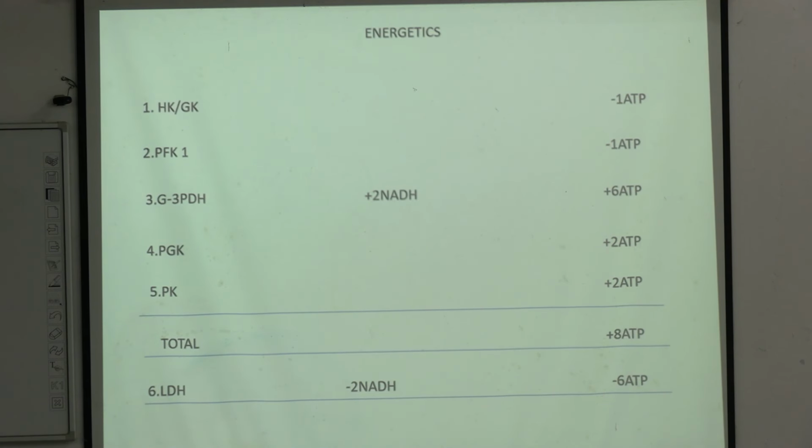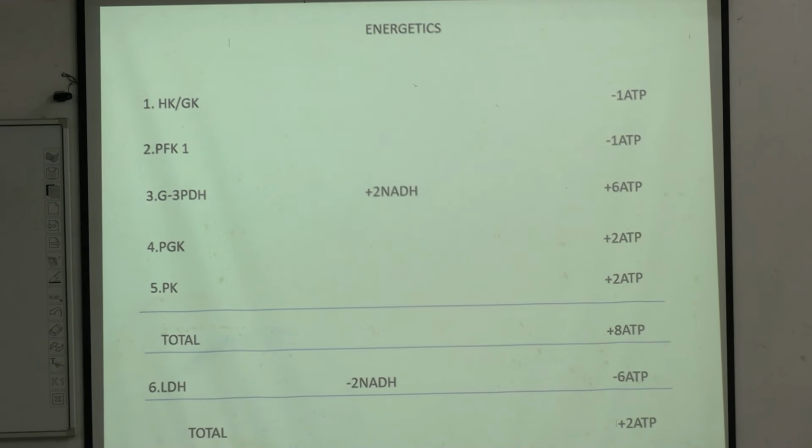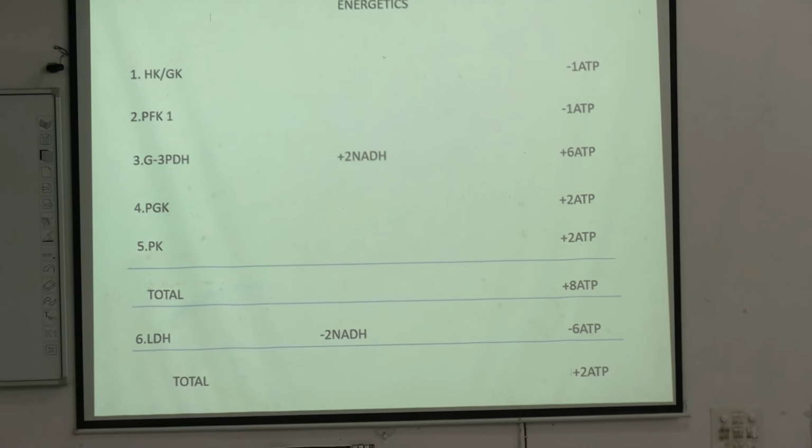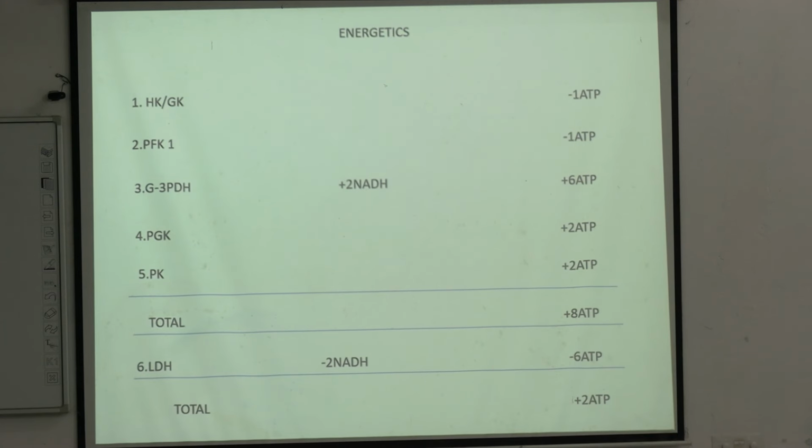And in case of anaerobic glycolysis, this step will come: lactate dehydrogenase, minus 2 NADH, minus 6 ATP. So in case of aerobic glycolysis, plus 8. In case of anaerobic, plus 2. Right? For the timing, you remember this. Later on, I will come to more complicated calculation.